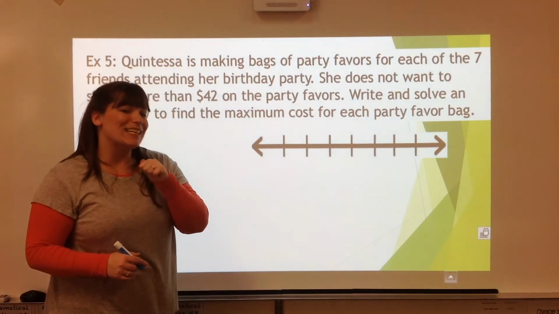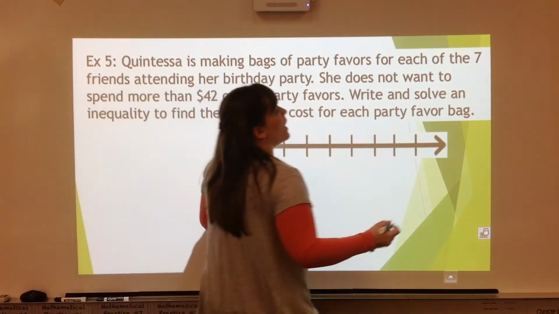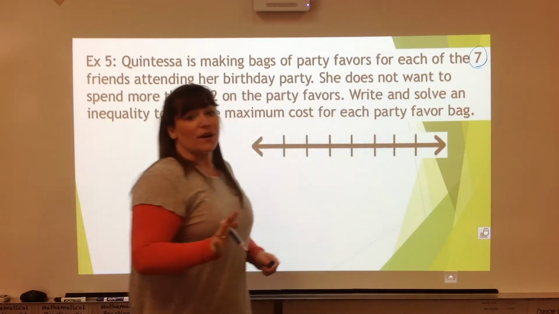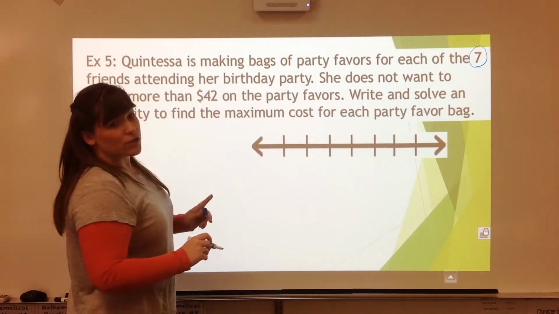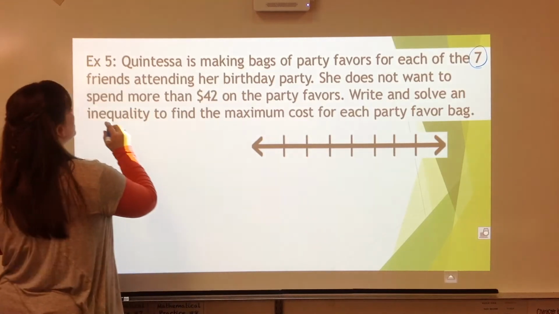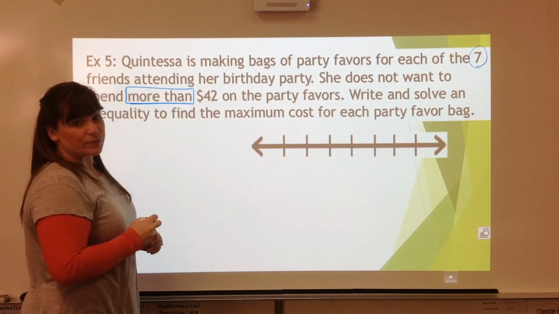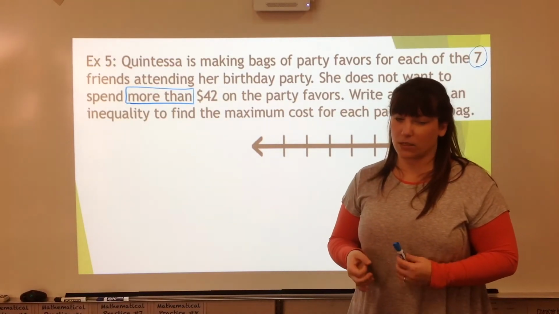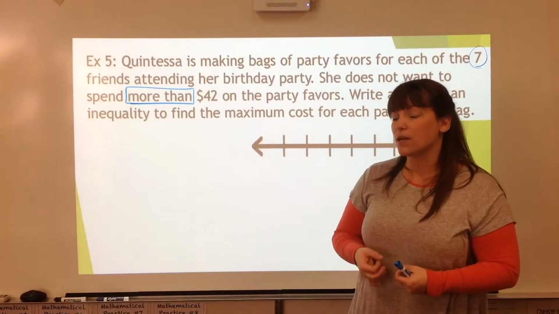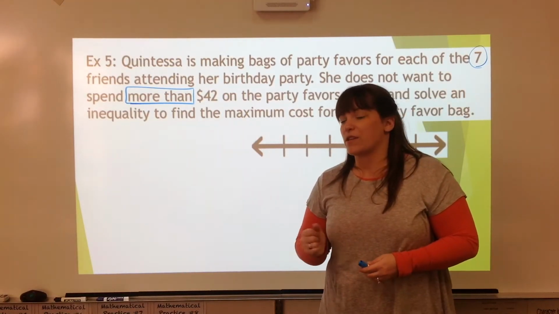Let's dissect this word problem. We want to pay attention to the important things. I know Quintessa has 7 friends that she wants to invite for her birthday party. That's important. I also need to recognize that she does not want to spend more than $42. Can she spend $42? That's the question that you have to ask yourself to decide whether we want the or equal to part of the inequality.